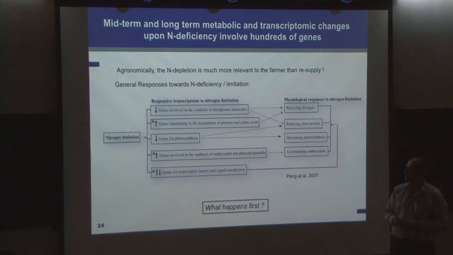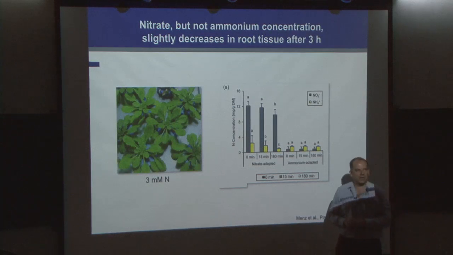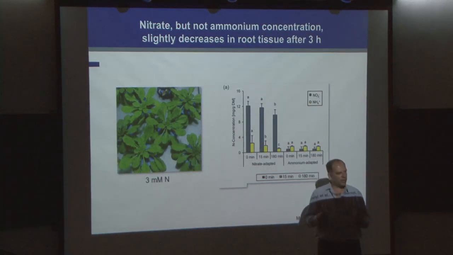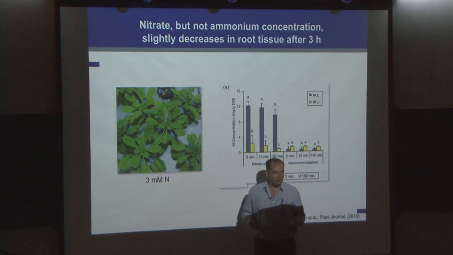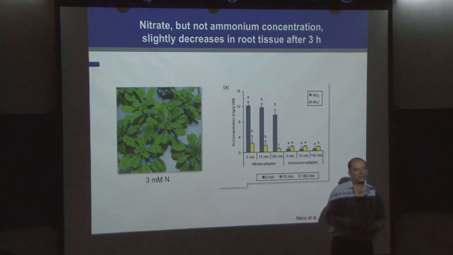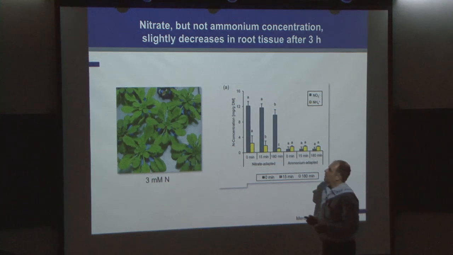And therefore, we did very similar experiments. We grew plants in hydroponics, which means aerated nutrient solutions. Not too much nitrogen, not too little nitrogen. 3 millimolar nitrogen was quite a good concentration for Arabidopsis, also typical of the nitrogen concentration in the soil solution in crop soil.